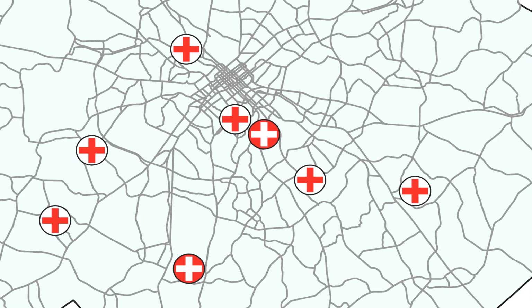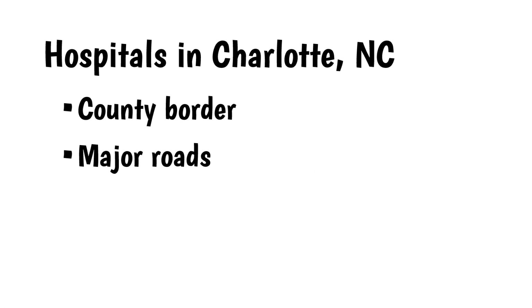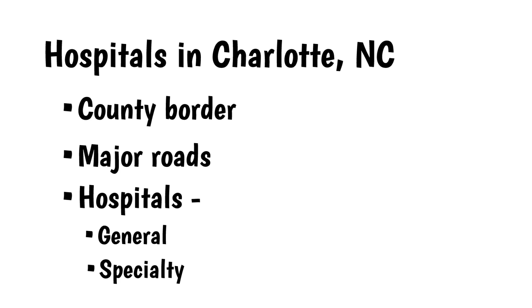In this video, we'll create a map of hospitals in Mecklenburg County, North Carolina, most of which is the city of Charlotte. I want to show the following information: county border, major roads, and hospitals. The hospitals are in two categories, general and specialty. I'm not going to include any water features, parks, or other data, since that's not relevant to this map subject and would only be a distraction.